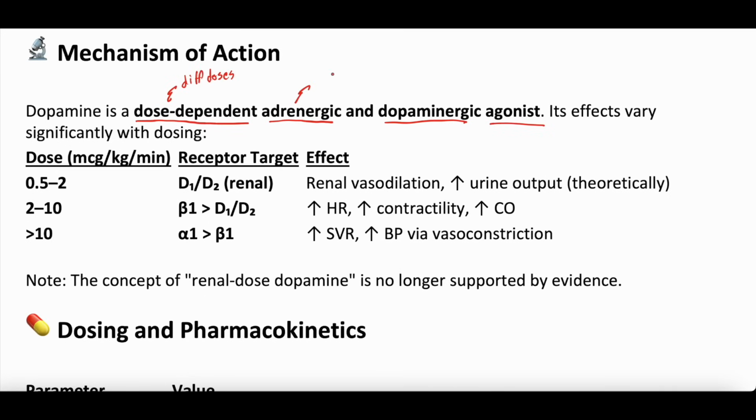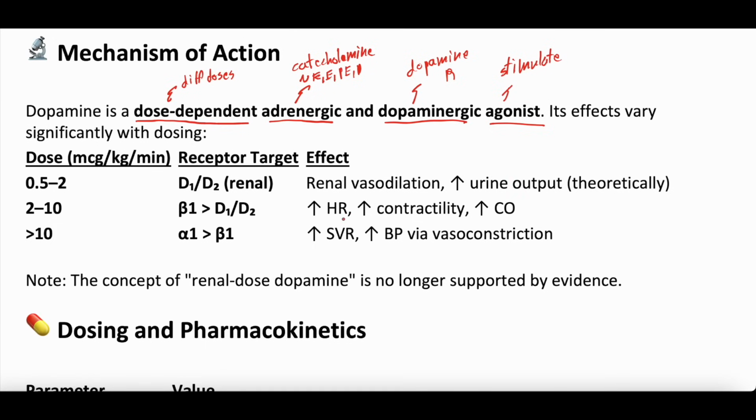This is something we've talked about in previous episodes on vasopressors. Adrenergic means catecholamine based. The mechanism of action uses catecholamine receptors, right? These are things like norepinephrine, epinephrine, phenylephrine, and now dopamine as well. And then dopaminergic, it acts on dopamine receptors as well. An agonist means it stimulates said receptors. So it is a dose-dependent adrenergic and dopaminergic agonist.